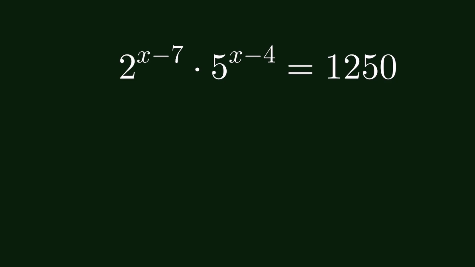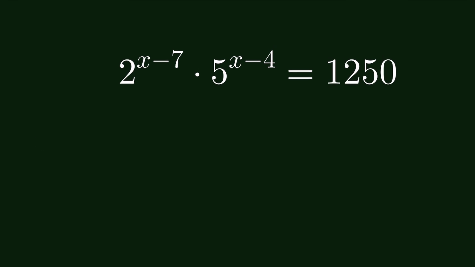2 to the power x minus 7 times 5 to the power x minus 4 is equal to 1250. We have to find the value of x. Now there are two ways that we can find this solution. 2 raised to the power x minus 7 times 5 raised to the power x minus 4.